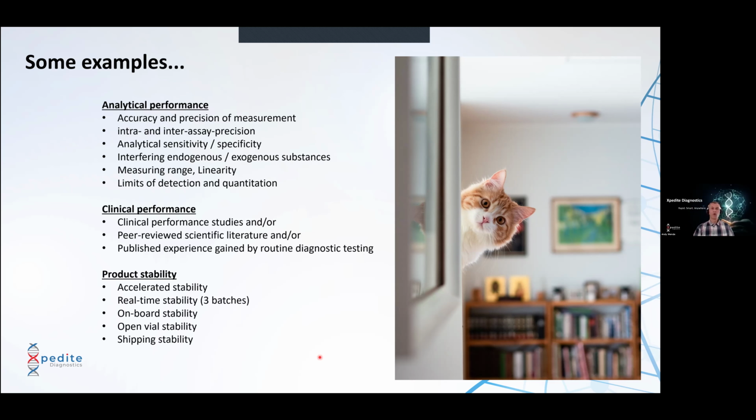But at the end, you always have to show also real-time stability data. And this is also a hard requirement. This needs to be determined using 3 different batches of your final device. And then there are things depending on the mode of action, things like onboard stability, open vial stability, and you always have to also consider shipping stability. For example, if you decide your device can be shipped at ambient temperatures, then you need to take this into account because it may also influence the aging of the device.